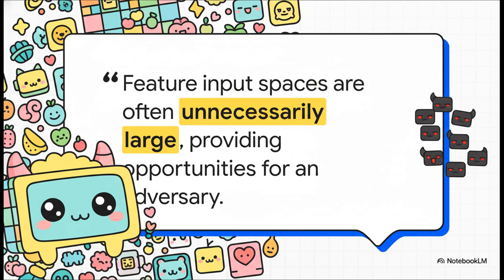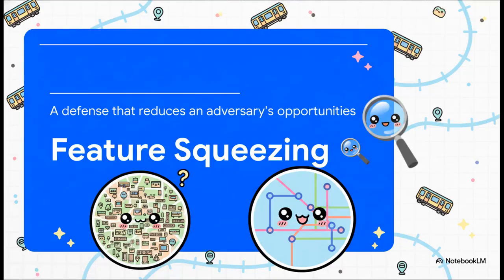They figured out that the problem wasn't that the AI isn't smart enough, it's that it's paying attention to way too much detail. A digital image has a mind-boggling amount of information in it, and all that extra data, all those tiny details, give attackers a massive space to hide their malicious little changes. And that's where feature squeezing comes in. It's a defense that, get this, intentionally simplifies the data before the AI even gets a look at it.